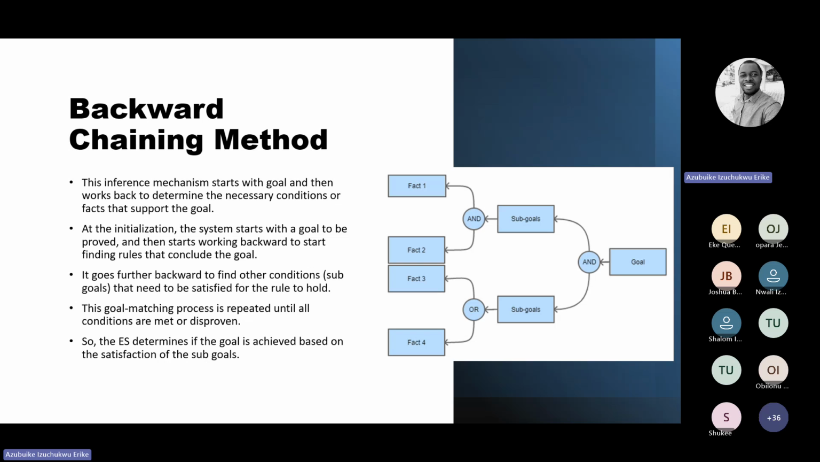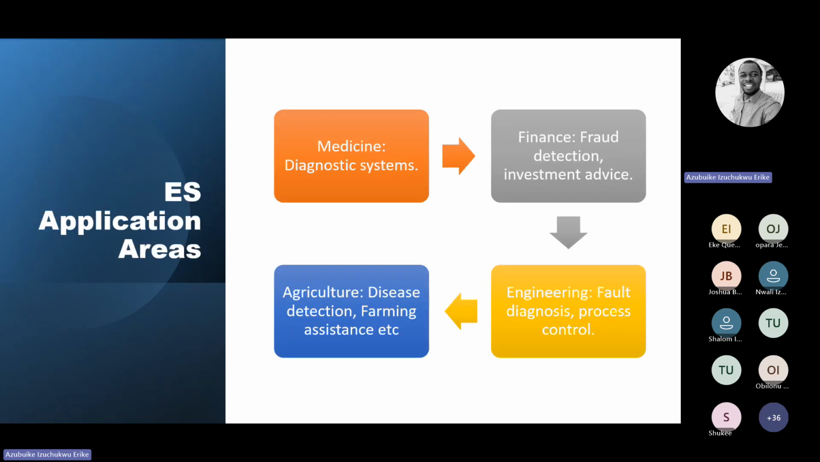Right. Okay, now let's look at the application areas of expert systems. You have expert systems in medicine, and like I said, it's not only human medicine. We have finance, for fraud detection, investment advice, and so on. In engineering, you have expert systems that can be used for diagnosis, process control, and so on. And then in agriculture, for disease detection, farming assistance, and so on.